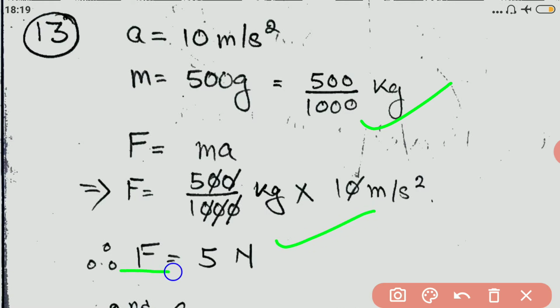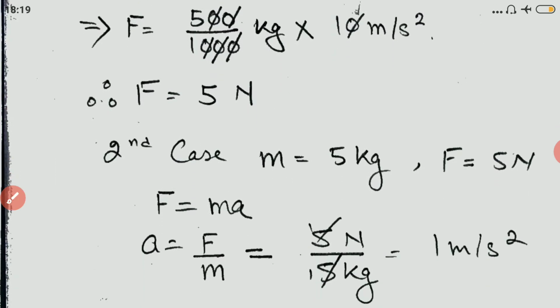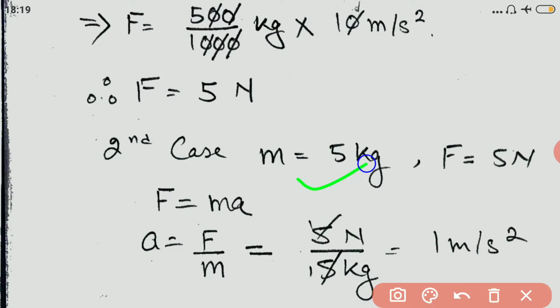Using this force, I am supposed to find the acceleration of the second body, whose mass is 5 kg. Your force is 5 Newton, and I am supposed to find the acceleration. So again, acceleration equals force upon mass, from the formula F equals m into A. Putting the values of force and mass, we shall get 1 meter per second square. So this is how we are supposed to do number 13.